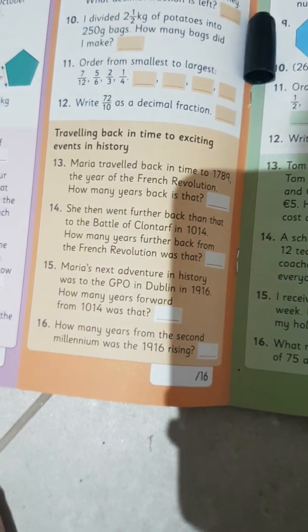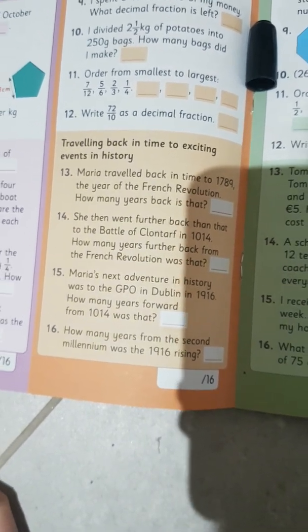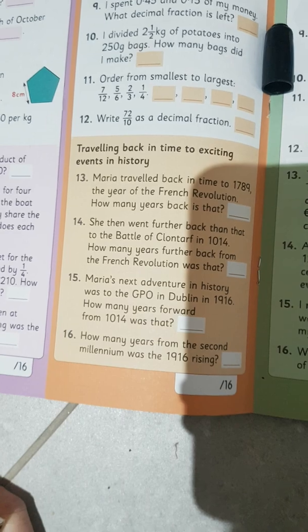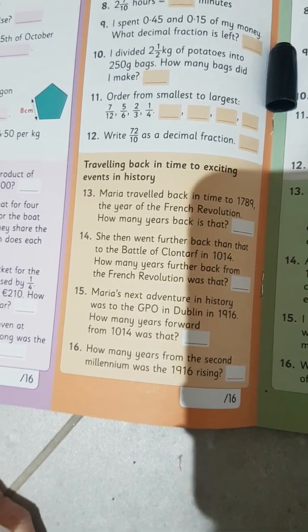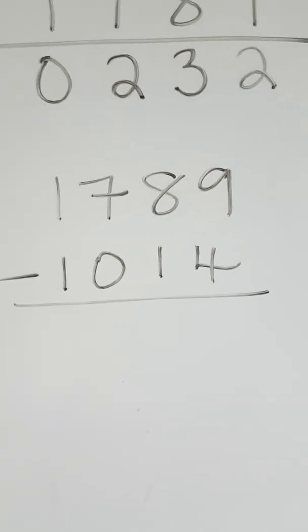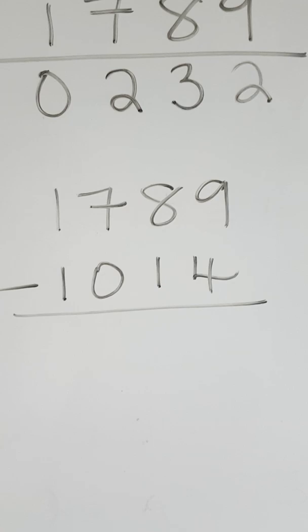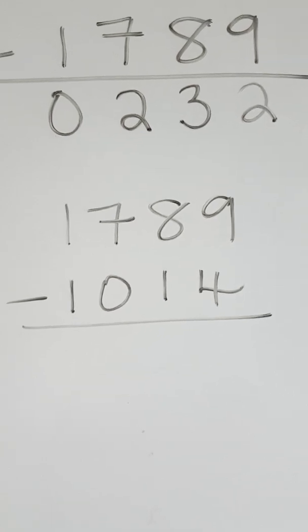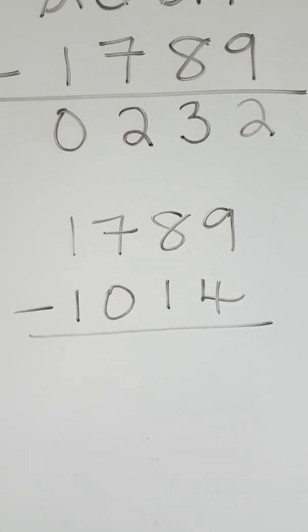Question 14. She then went further back than that to the Battle of Clontarf in 1014. How many years further back from the French Revolution was that? So we're starting with the French Revolution and we want to go back then to the Battle of Clontarf. So we're saying 1789 minus 1014.